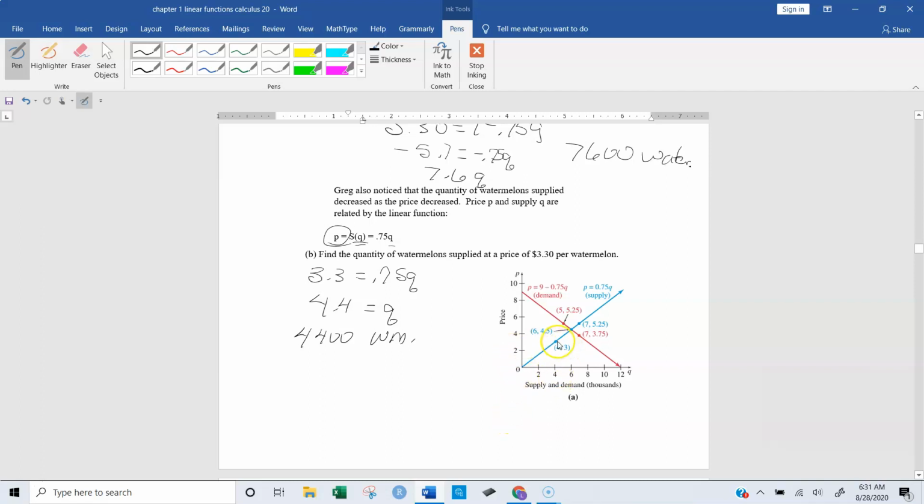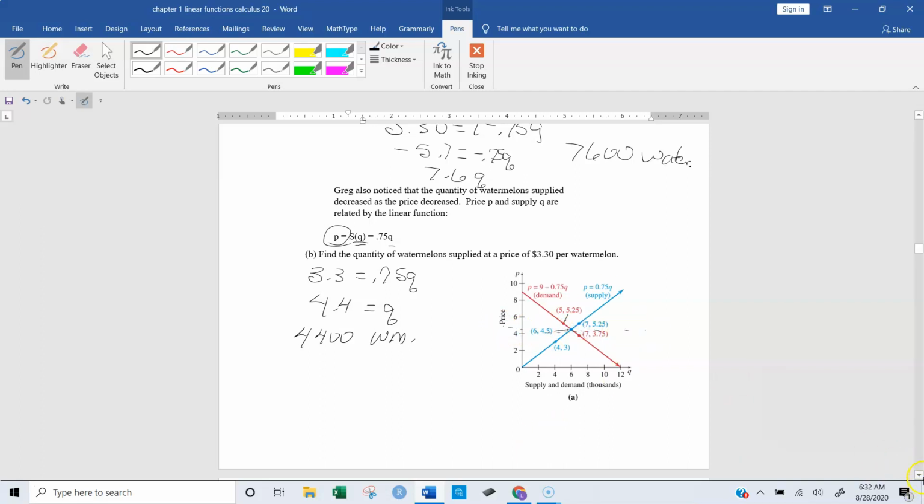If you look here, one of your points is 4.3. So when I have 4,000 watermelons, I'm selling them at $3. Well, over here that matches because when I sold it at $3.30, I had 4,400. It makes sense. So this is what your graph looks like. Where they meet is the equilibrium point.